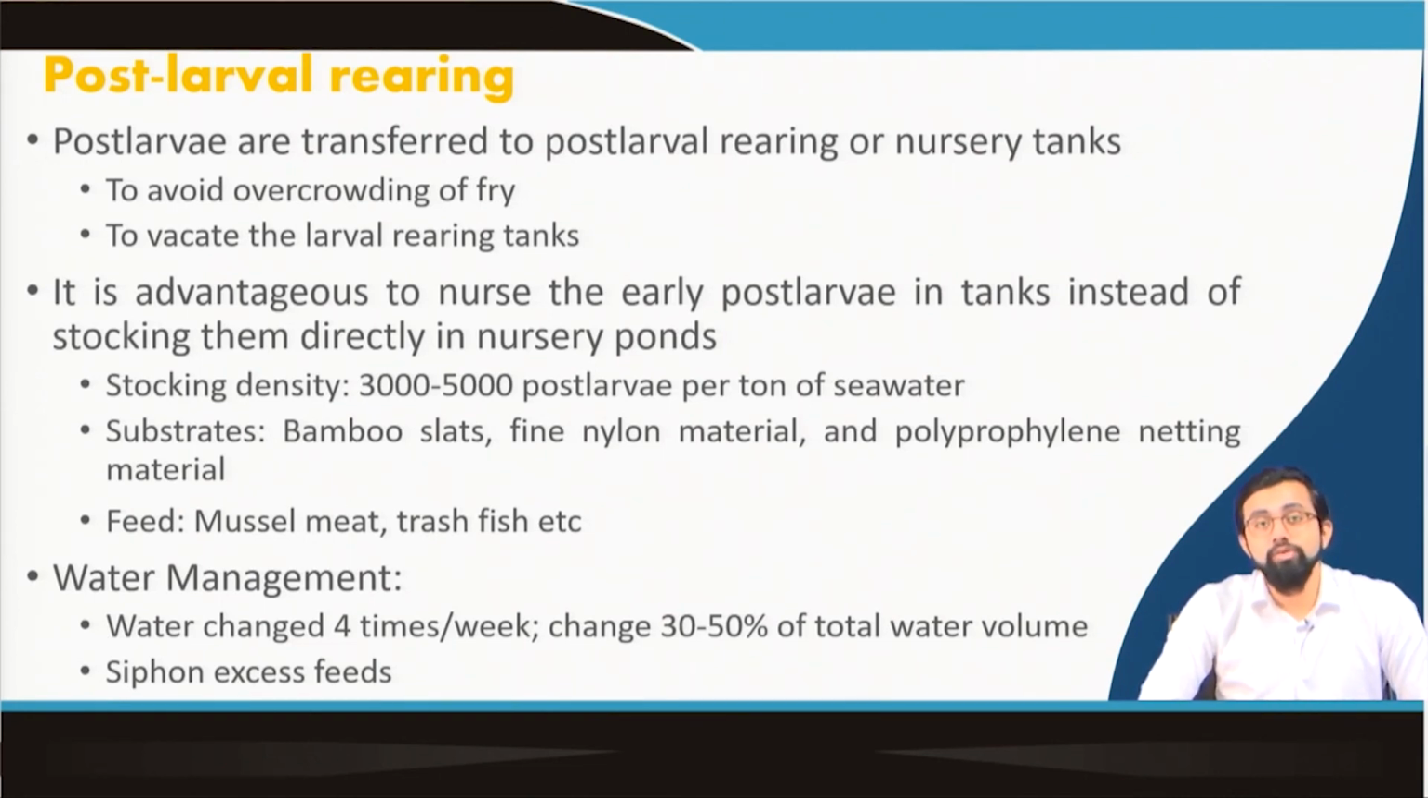A stocking density of around 3000 to 5000 post larvae per ton of seawater is possible with a substrate. Bamboo slats, fine nylon materials and polypropylene netting materials can be used.